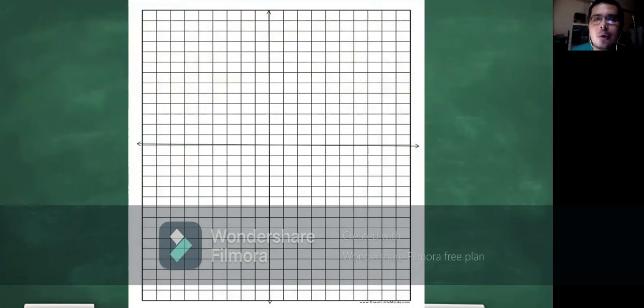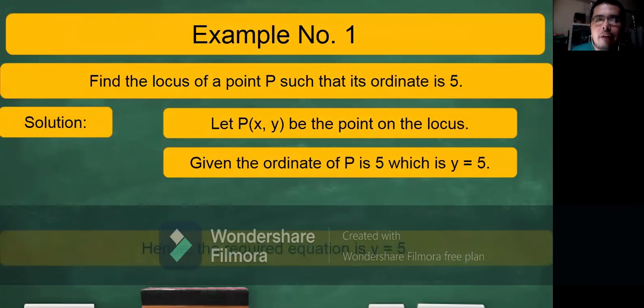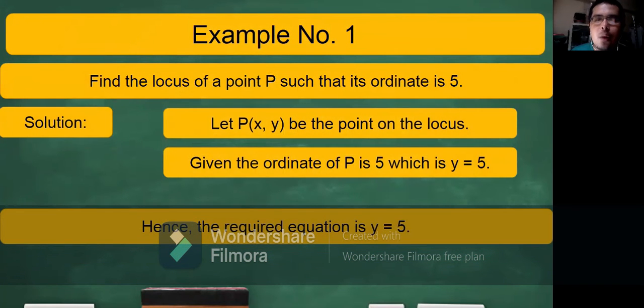So here in our graph, where is y equal to 5 located? On the upper part of your y-axis. Yes, this is y equal to 5. So therefore, the required equation that we need is y equal to 5.